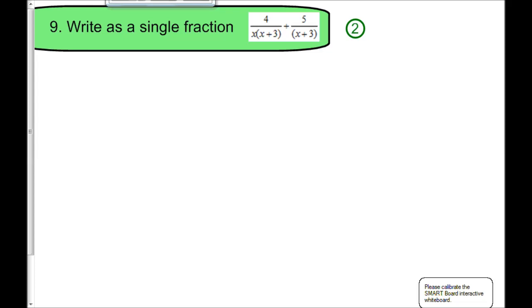Question 9, so write this as a single fraction. Now remember, and this is what throws people off, because there's algebra in it, they think they treat it differently from every other fraction. You don't. You treat it exactly the same.